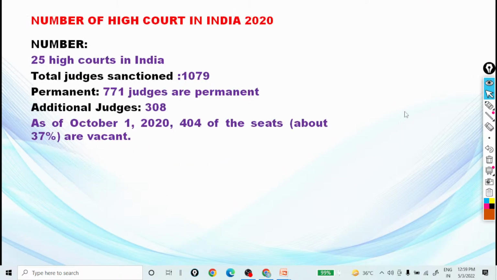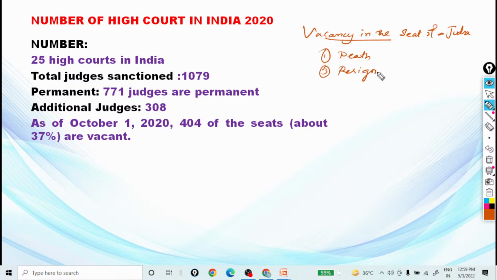Okay. And remember the vacancy, we have skipped a point, that the vacancy in the judge's post arises through: number one, death; number two, resignation; number three, removal; and acquisition of.